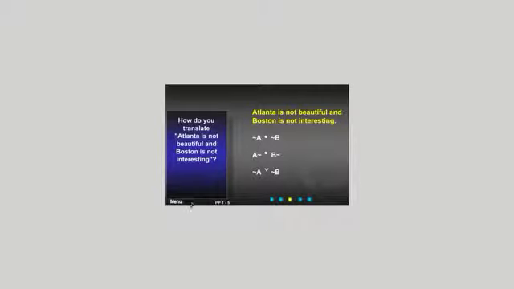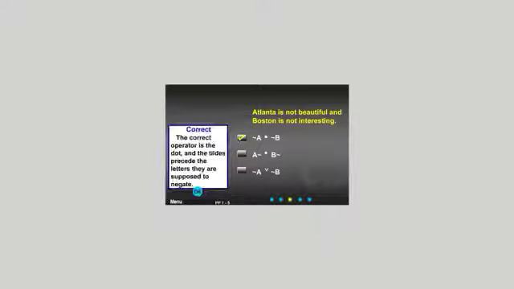So how do you translate "Atlanta is not beautiful, and Boston is not interesting"? We would know that this is already "not A," and we're looking for the dot. So we've already excluded this one. We get two nots: not A, dot, not B. Again, if you ever see this, you know it's wrong. The tilde always has to come in before the letter. So they actually made this process of elimination easy. It's an "and," so it can't be the wedge. This tilde is in the wrong place, so that's wrong. And then you have that.